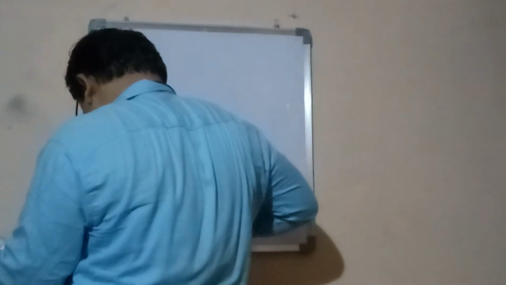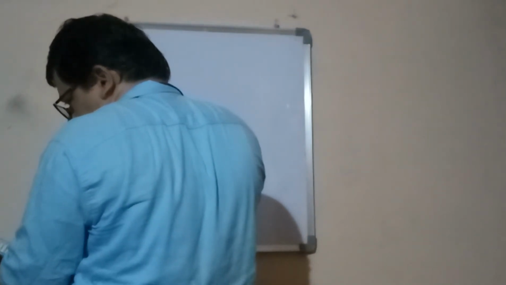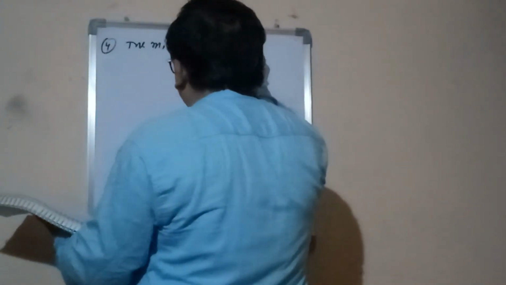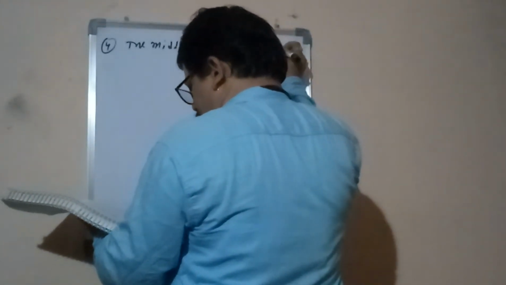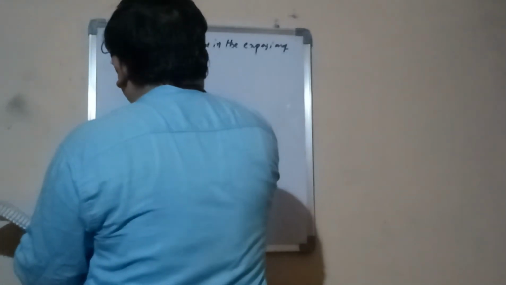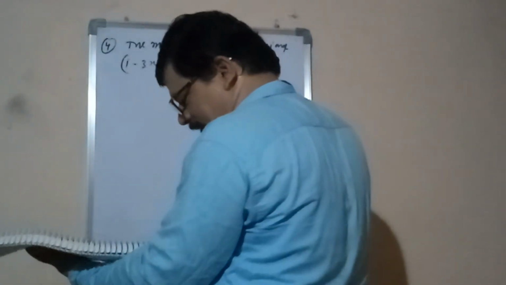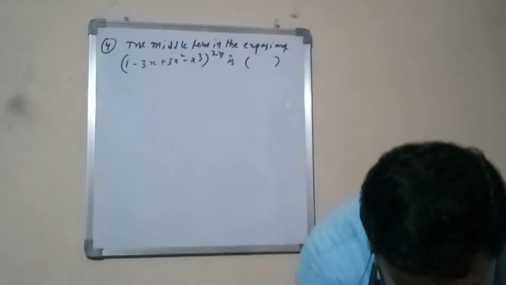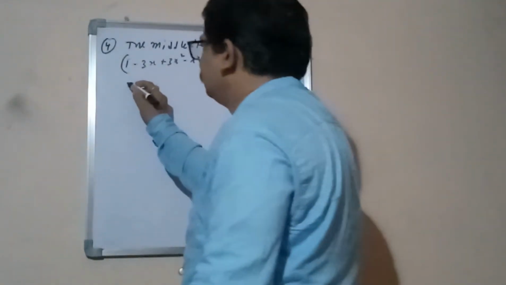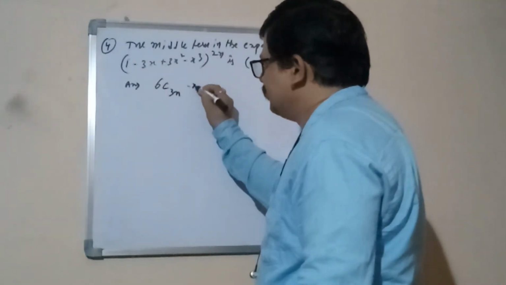Middle term means, listen carefully. The middle term in the expansion of (1 minus 3x square plus x cube) whole power 2n is asked. In the middle term, I will tell the answer first: 6Cn times (minus x) whole power n, the answer is 3n.